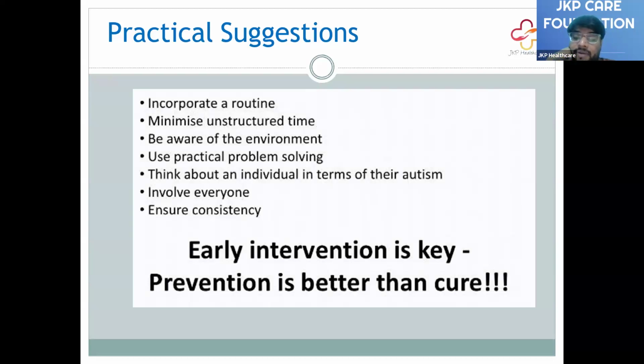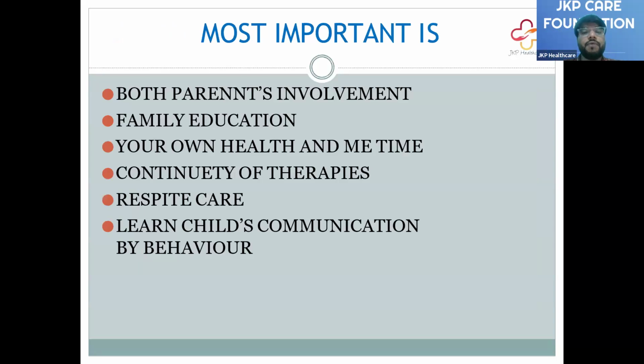Early intervention is the key. Prevention is better than cure. Is there a prevention for autism? No. Then why have I written this line? Prevention of regression. Early intervention is the key. As early as possible, if you know that autism is there, you start working. So that is the key. And prevention of regression is the key. So regression analysis is also very, very important. Before we go ahead with this, I think this is all.